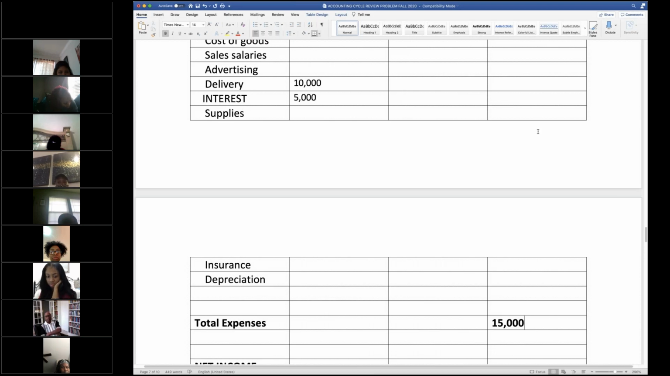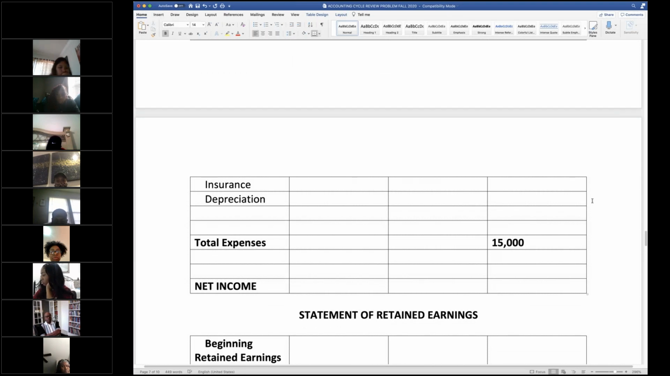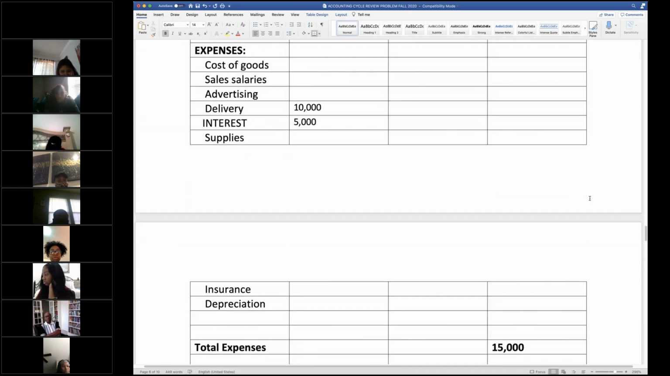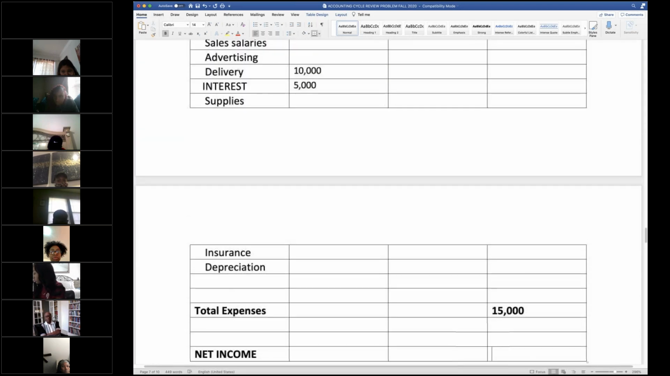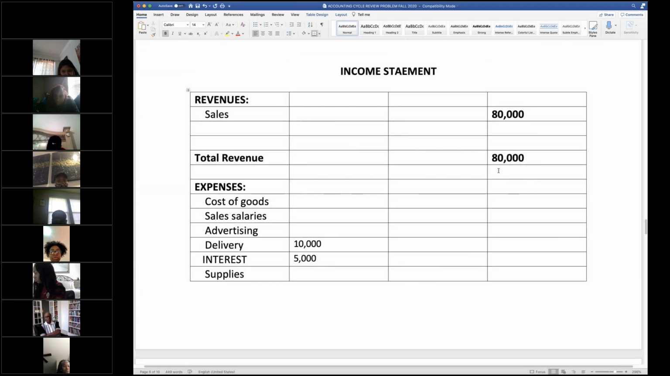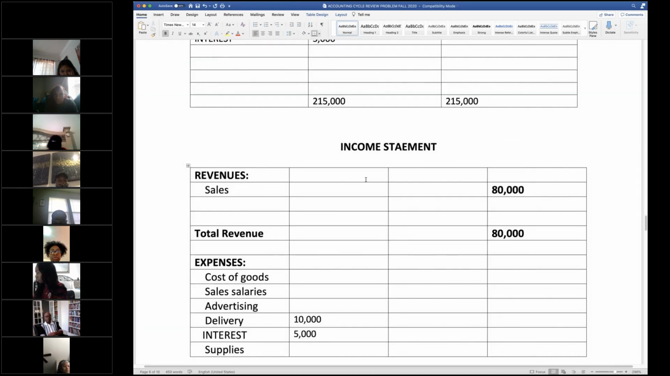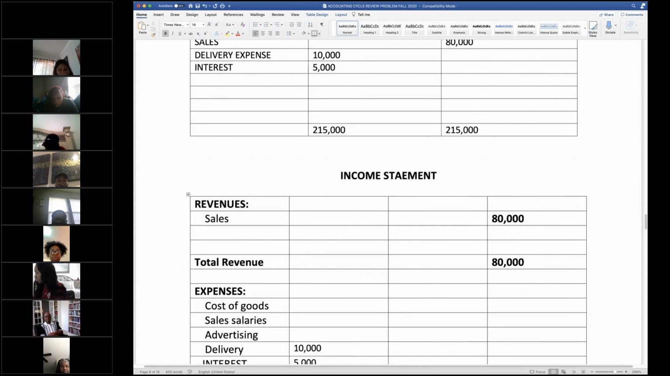So what's our net income going to be? What's the net income going to be? Is it 65,000? 65,000. I'm just waiting on y'all. That's the income statement. How long did it take to do that? When the trial balance is done, you just have to copy the numbers. Can you go back up, please? Yeah. Okay.